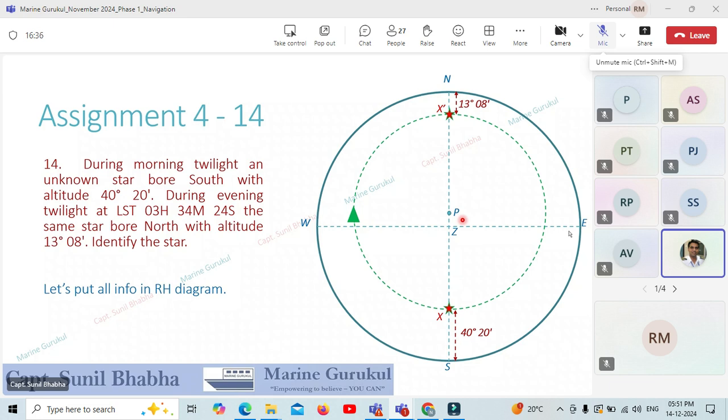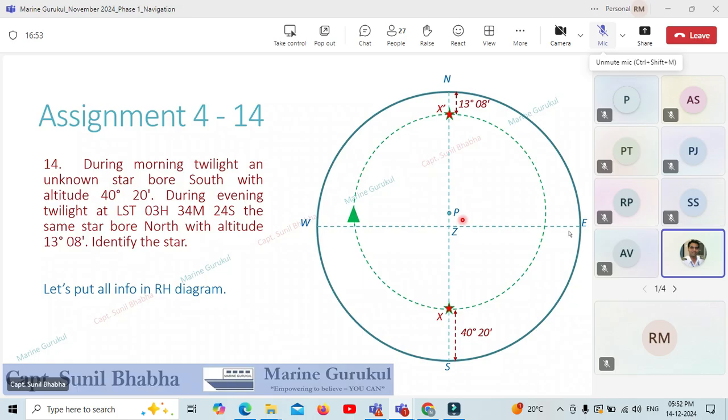Any doubts, beta? Selection of poles, sir. Can you explain this? Why are we taking this North Pole? Maybe it will be South also, or how can it be confirmed, sir? It will be going to North only.